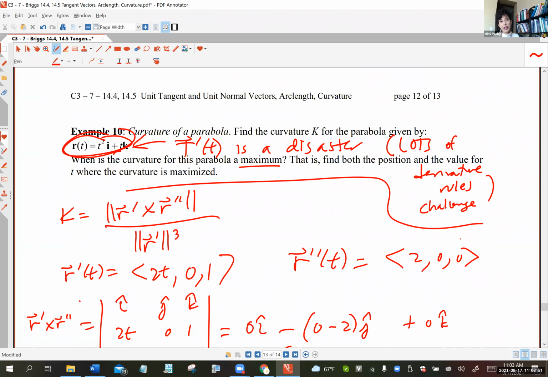And that's it for that example. So that's example 10. And the big point on that one was it was a little easier to use a different curvature formula. Okay.